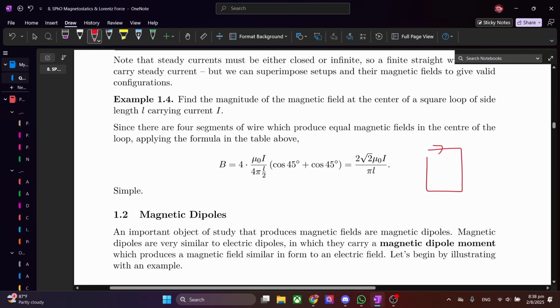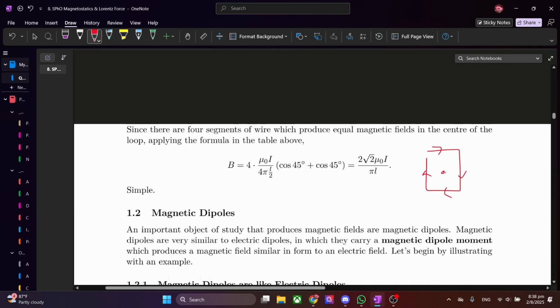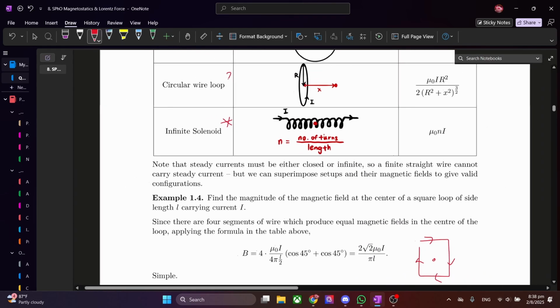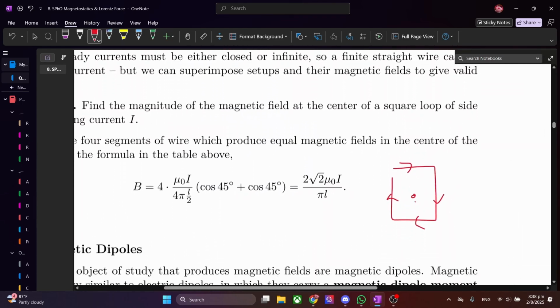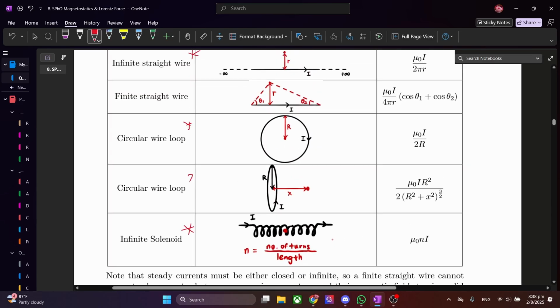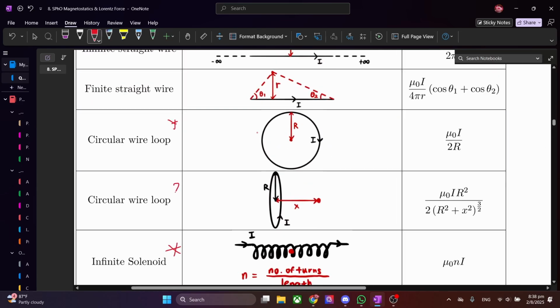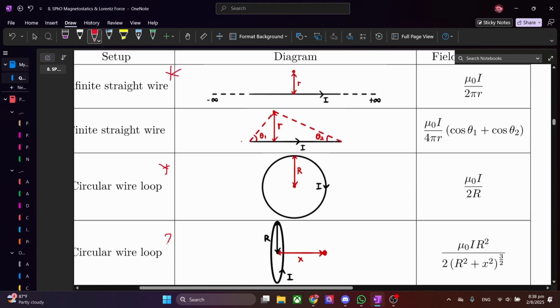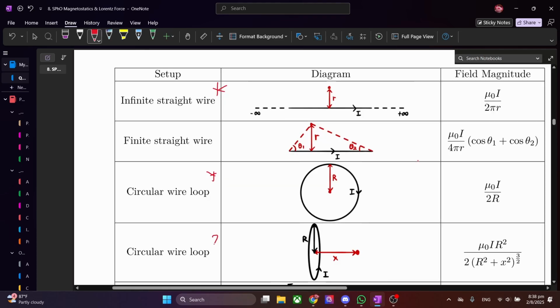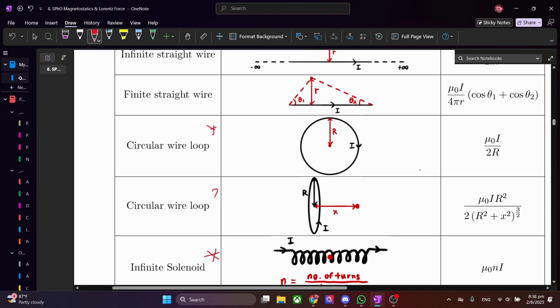It's not too deep. It's just a square loop like this, and you want to find the magnetic field at the center. But we have this formula here for a finite straight wire carrying steady current, and you can get a magnetic field. One thing to mention is that finite wires actually cannot carry steady currents on their own. They usually either need to be infinite or they need to be connected to some voltage source or something like that.